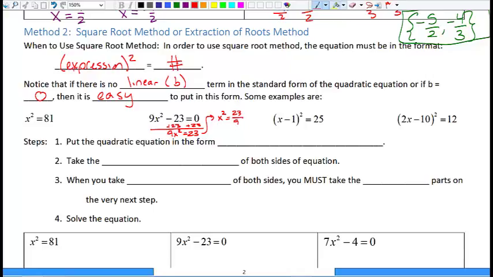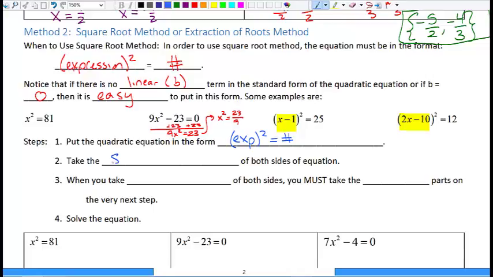This next one already is expression squared equals number. And same with the last one. Expression squared equals number. So those are all in the right form, or a good candidate for the square root method. So the steps to solve it in the square root method is step 1, put the quadratic equation in the form expression squared equals a number. If it's not already in that form, it has to be put in that form in order to do this method. Otherwise, you'll have to use a different method that we'll teach you on the next lesson.